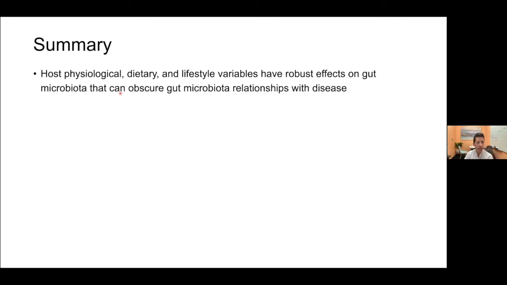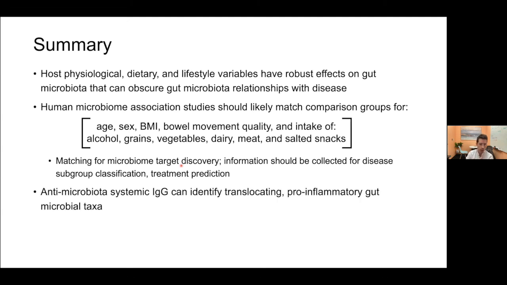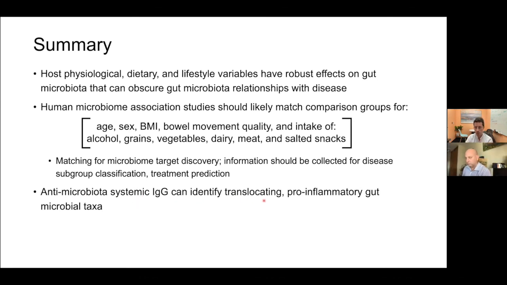And just to briefly summarize what I've shared with you, we think that we've presented evidence that host physiological, dietary, and lifestyle variables have a very strong effect on the gut microbiota, and that this can obscure relationships between the gut microbiota and disease. And we think that the field will likely gain clarity in terms of identifying bugs that are truly associated with disease if we match our comparison groups for these variables that we identified. And this may be useful for target discovery, for subgroup classification within disease, and also for treatment prediction. If we allow these variables to insert the noise that they do in our studies, we may be more limited in terms of achieving our study goals. And I've also shown data that seem to suggest that antimicrobiota systemic IgG can identify translocating pro-inflammatory gut microbial taxa.